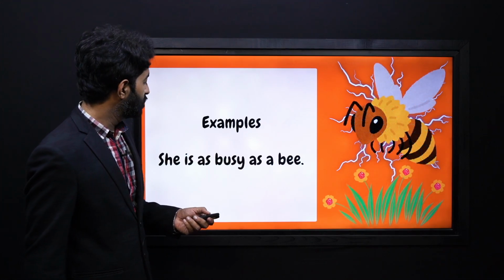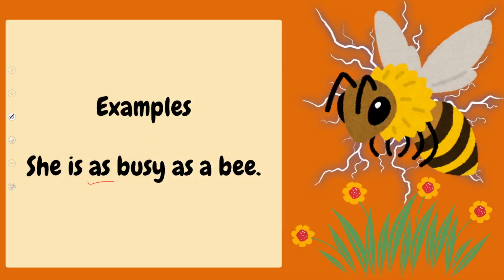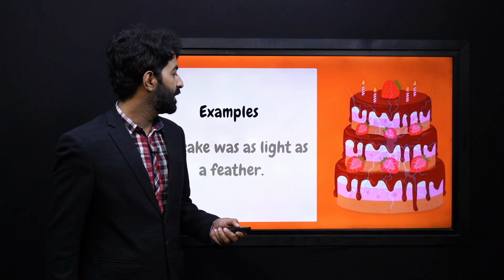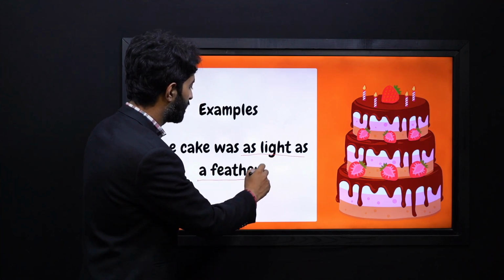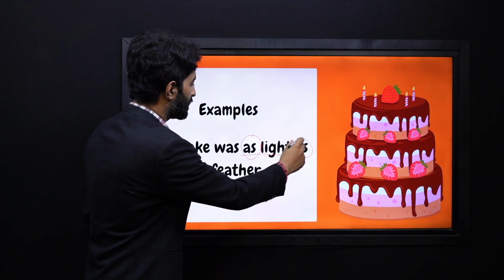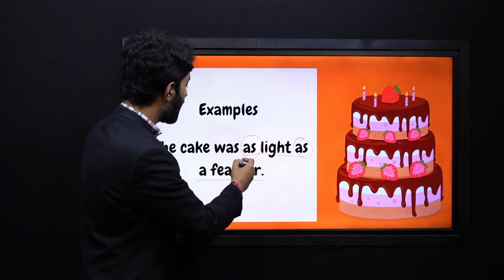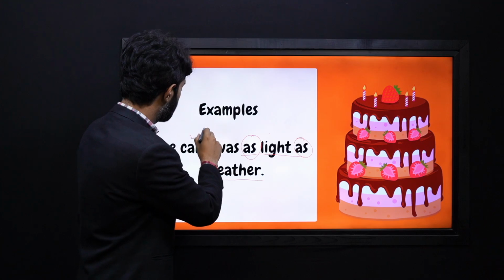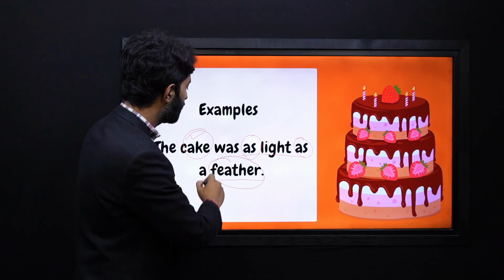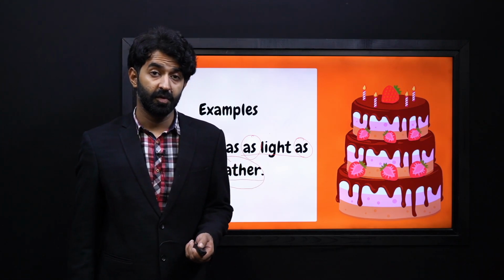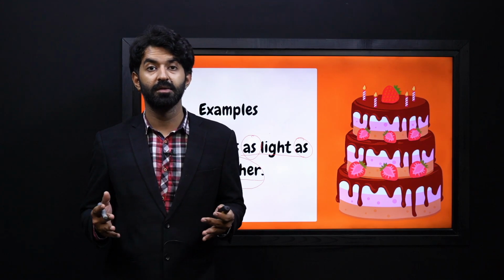Now, she is as busy as a bee. We use the word as to show comparison between these two things. Next one is the cake was as light as a feather. Again, we are using the word as to compare this noun with the word feather. So we are comparing the cake with a feather.